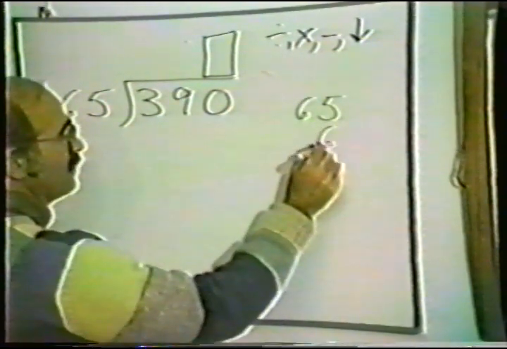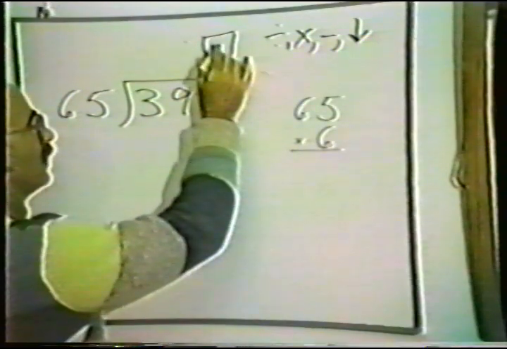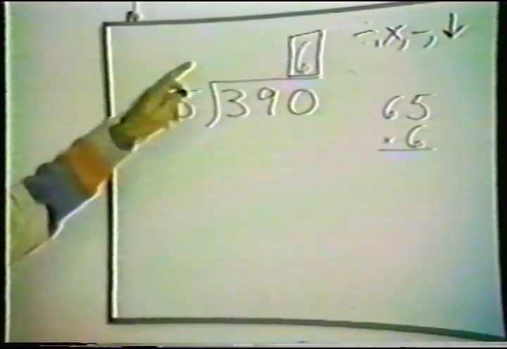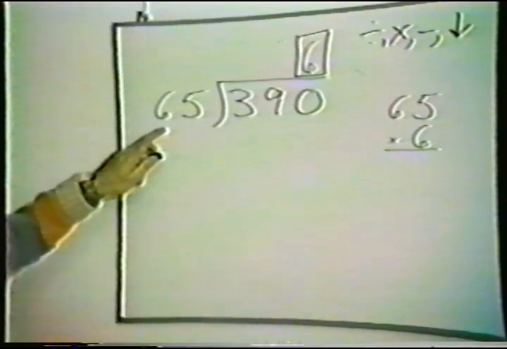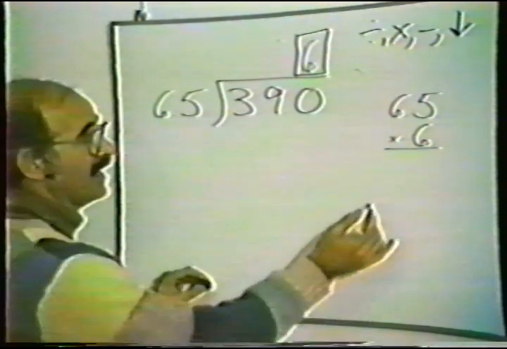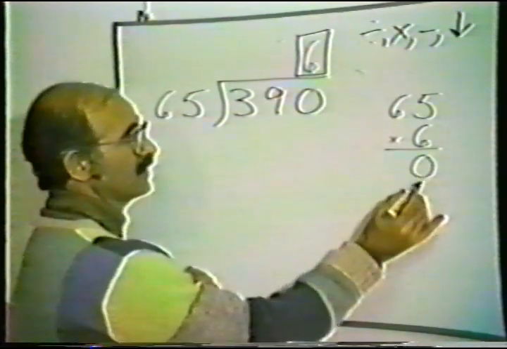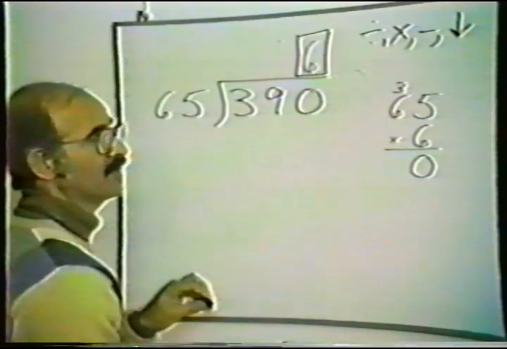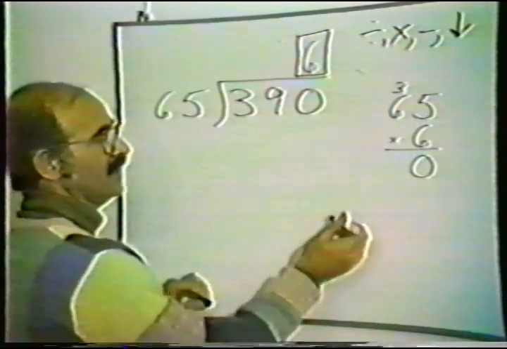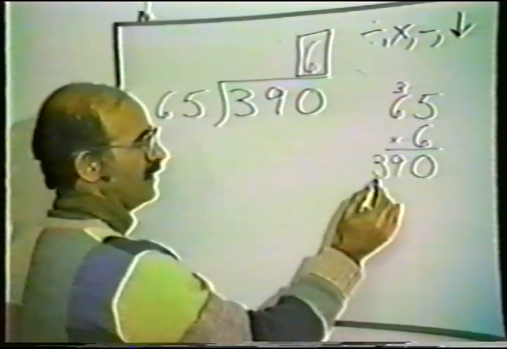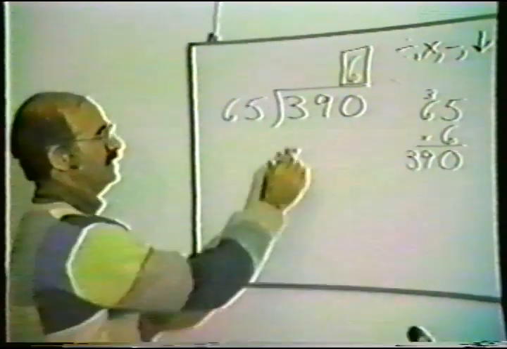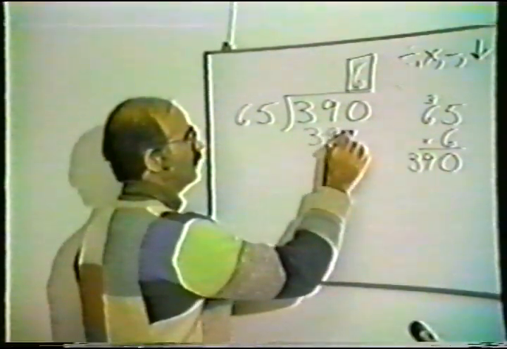We'll put our 6 up here, and then we have to do 6 times the 65. But we'll write it as 65 times 6. 5 times 6 is 30. Put down the 0, carry the 3. 6 times 6 is 36. Plus 3, 39. Is that good or bad? Good. That's good. It's exactly what we're looking for.